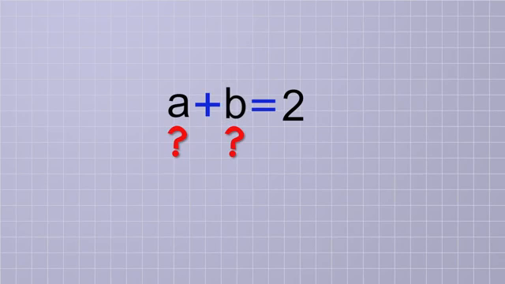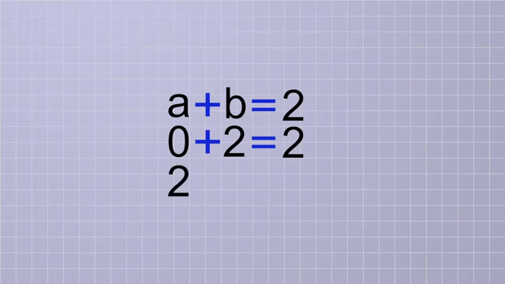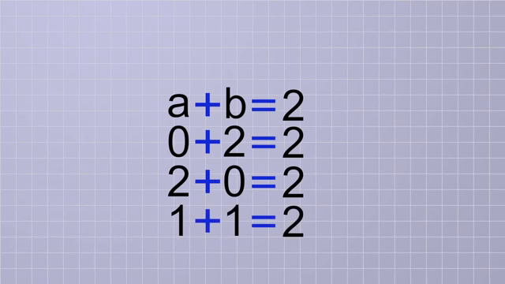What could a and b stand for so that the equation's true? Well, if a was 0 and b was 2, then the equation would be true. Or we could switch them around. If a was 2 and b was 0, the equation would also be true. But there's another possibility. If a was 1 and b was also 1, that would make the equation true, right? So even though a and b are different symbols and would usually be used to represent different numbers, there are times when they might happen to represent the same number.